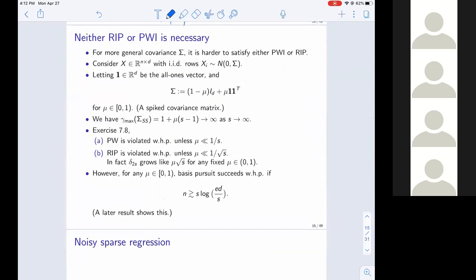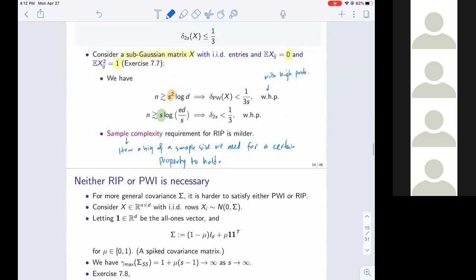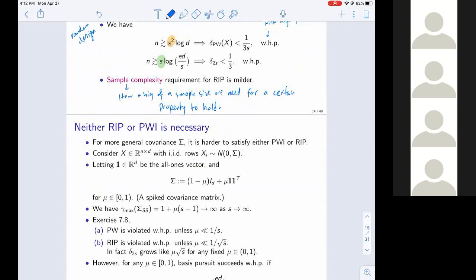And what are those cases? Again, let's think of the random design setup, where we draw these entries randomly. But assume that each row has a certain covariance matrix. So suppose that we draw from Gaussians. So the rows of X are Gaussians with a certain covariance matrix.